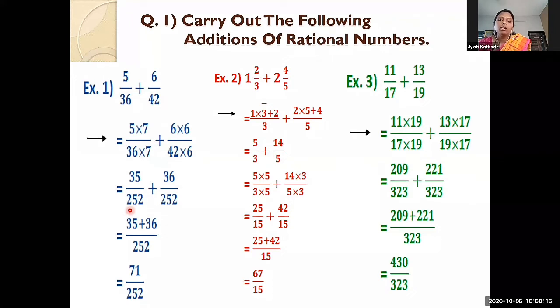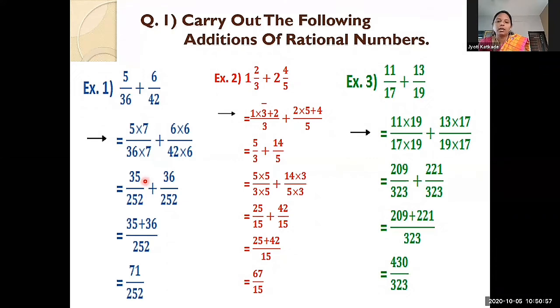Now we have to make the denominator 252. What can we do? For this, multiply 5 divided by 36 by 7. Then we get 252. And multiply 42 by 6. Then we get 252. Now, when we multiply the denominator by any value, then multiply the numerator by that same value. Okay. So take 5 into 7 divided by 36 into 7 plus 6 into 6 divided by 42 into 6.